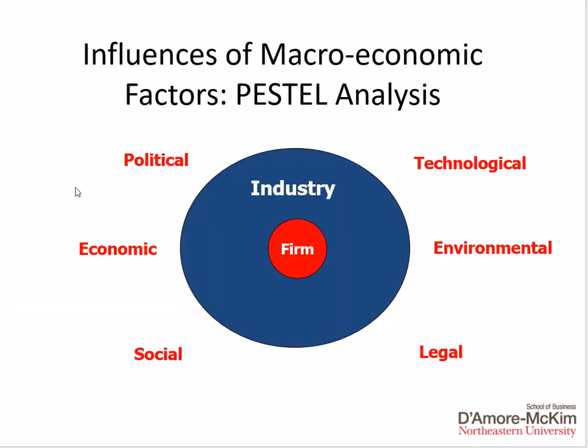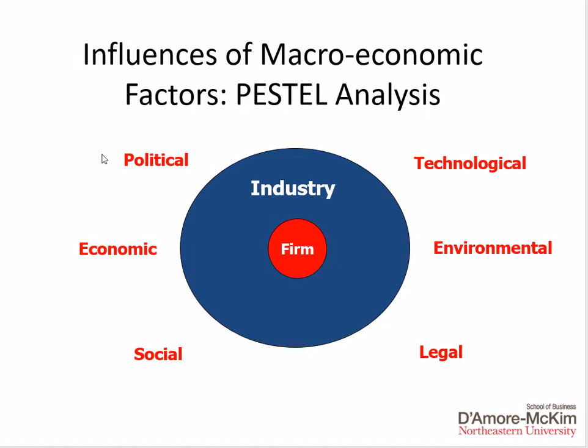The framework we will use to discuss these macroeconomic forces is called the PESTEL analysis, and the term PESTEL comes from the first letter of each one of these 6 categories. And the way this framework works is, for each one of these 6 categories, you're going to look at and identify key trends that are happening within each one of the categories that are impacting the industry of choice.